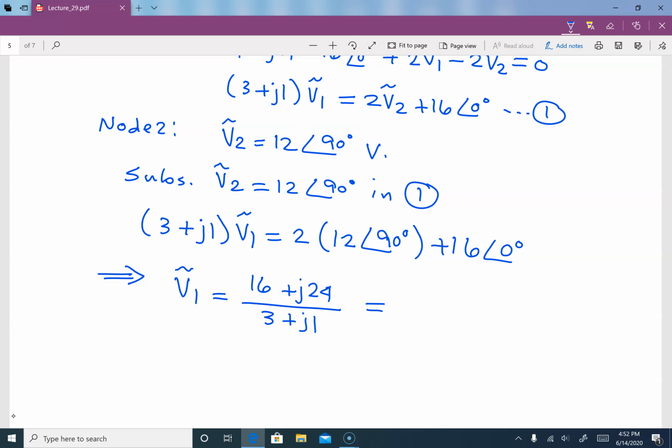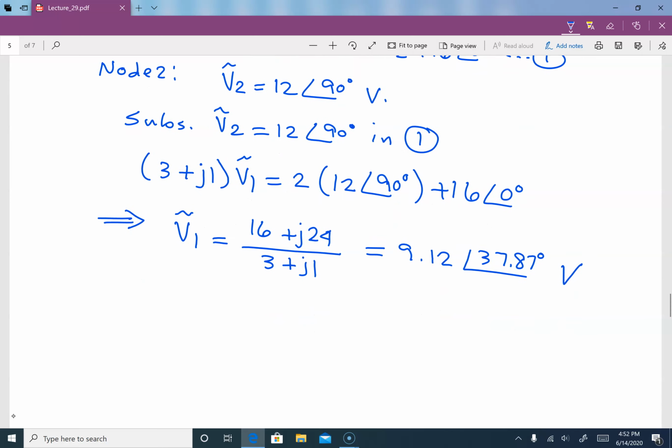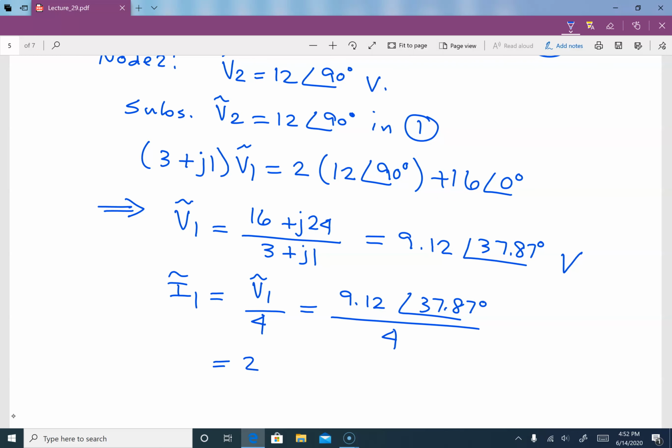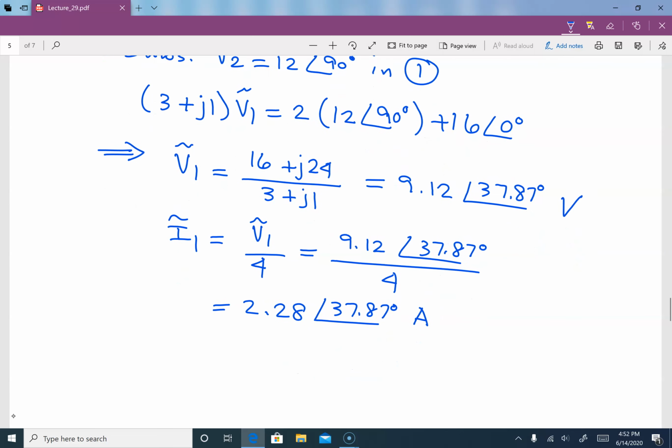And the answer here is 9.12 with an angle of 37.87 degrees, and that is in volts. Our I1 is equal to V1 divided by 4, and that is 9.12 with angle 37.87 divided by 4, which is equal to 2.28 with an angle of 37.87 degrees, and that is in ampere.